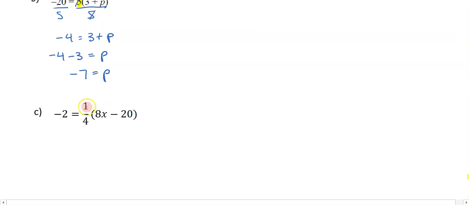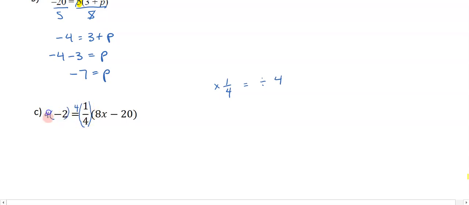Or another thing is, what if this number in front is a fraction? Okay, what's the opposite of multiplying by a quarter? Or in other words, how can we get rid of that 1/4? Well, the opposite of multiplying by a quarter is the same as dividing by 4. Multiplying by a quarter is the same as dividing by 4, right? So the opposite of dividing by 4 is multiplying by 4. So if I multiply by 4 on each side, in other words, the reciprocal of that, when I multiply by the reciprocal, I get 1.